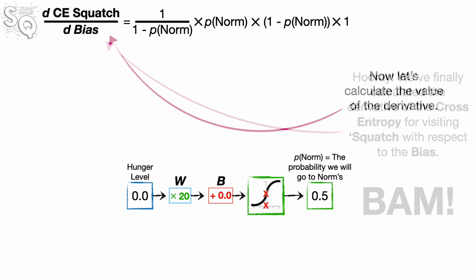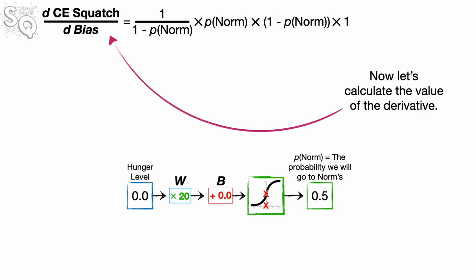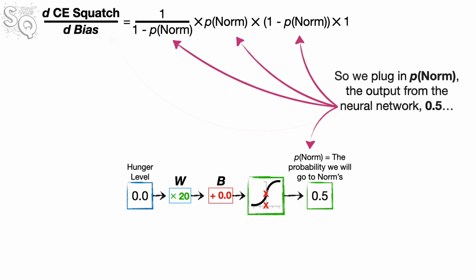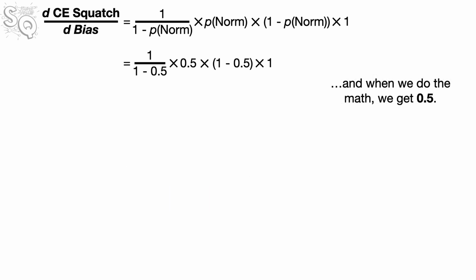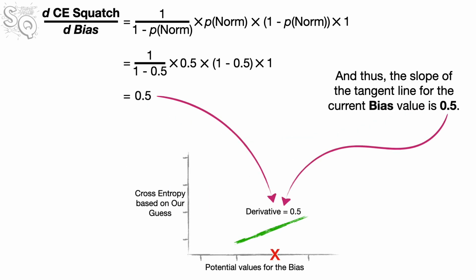Bam! Now let's calculate the value of the derivative. So we plug in p-norm, the output from the neural network, 0.5, and when we do the math, we get 0.5. And thus, the slope of the tangent line for the current bias value is 0.5.